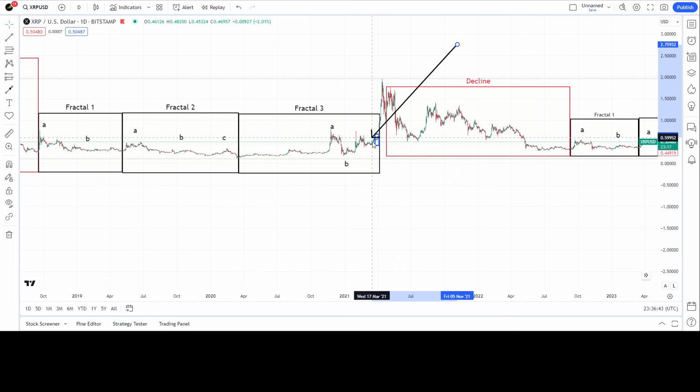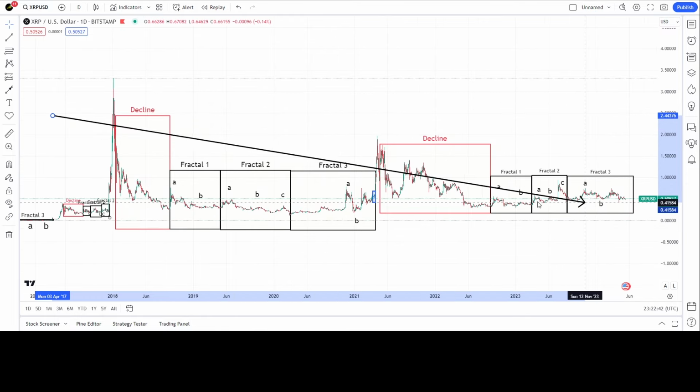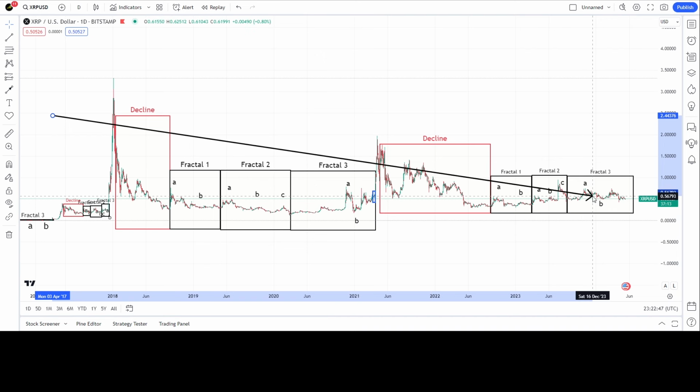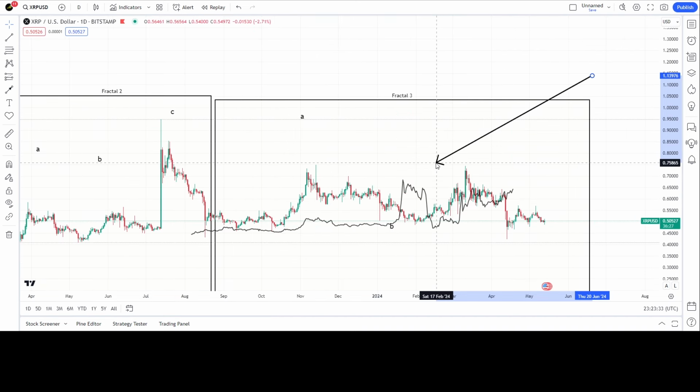Real quickly, this blue box would be potentially where we are in this greater structure. So if we were to copy and paste this fractal over here, it would look something like this. Now, this doesn't look very easy to understand, but bear with me.